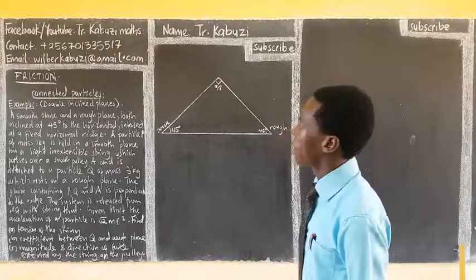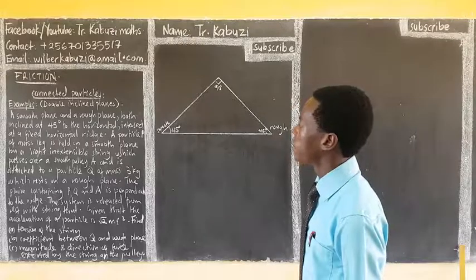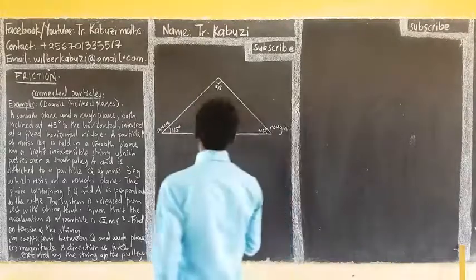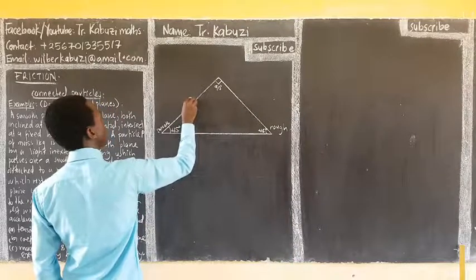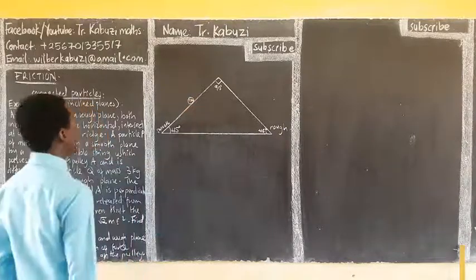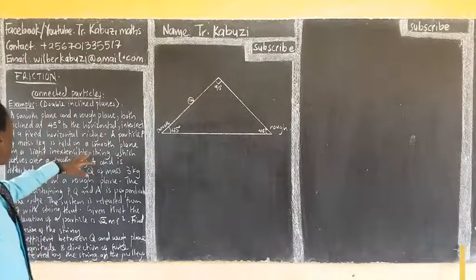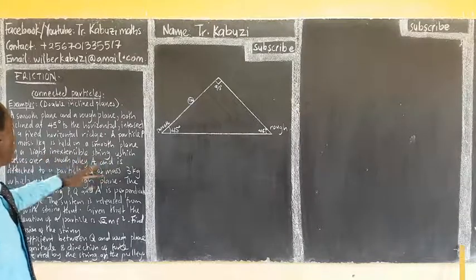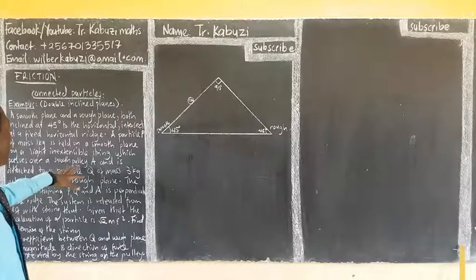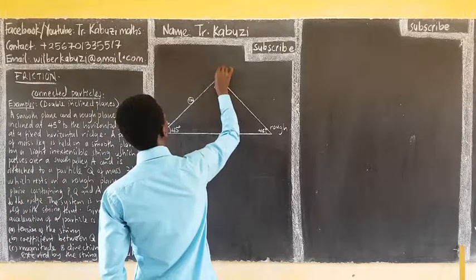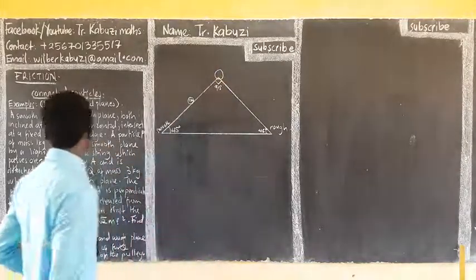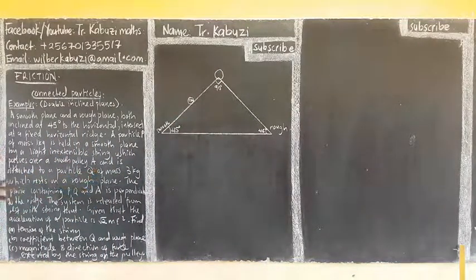Okay, a particle P of mass 1 kilogram is held on a smooth plane. So this one is 1 kilogram. It is held by a light inextensible string which passes over a smooth pulley at A. So at this edge, we are going to have a pulley A, and the string is attached to a particle Q of mass 3 kilograms which rests on a rough plane.